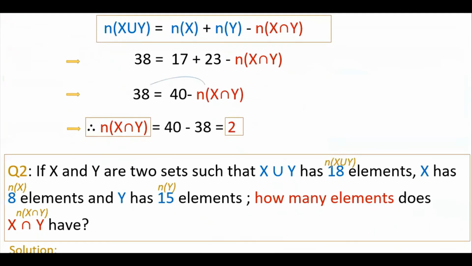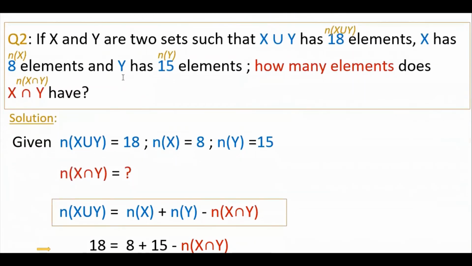And second question, if X and Y are two sets such that X ∪ Y has 18 elements, X has 8 elements, and Y has 15 elements, how many elements does X ∩ Y have? So here also directly X ∪ Y has 18 elements. That means n(X ∪ Y) is given. Here n(X), that is 8 elements, is also given. n(Y) is given. How many elements does X ∩ Y have? That means n(X ∩ Y) you have to find.